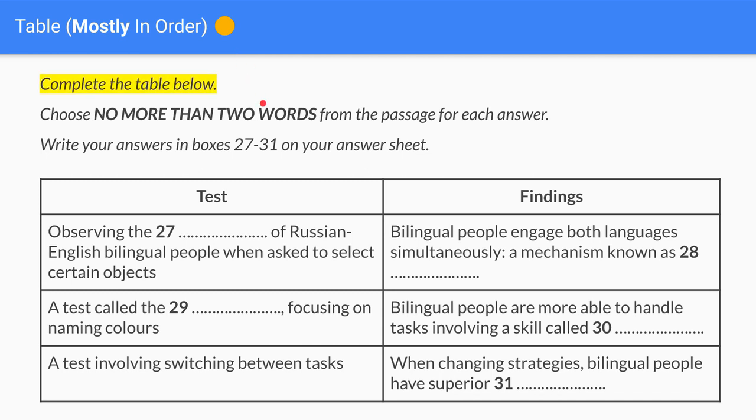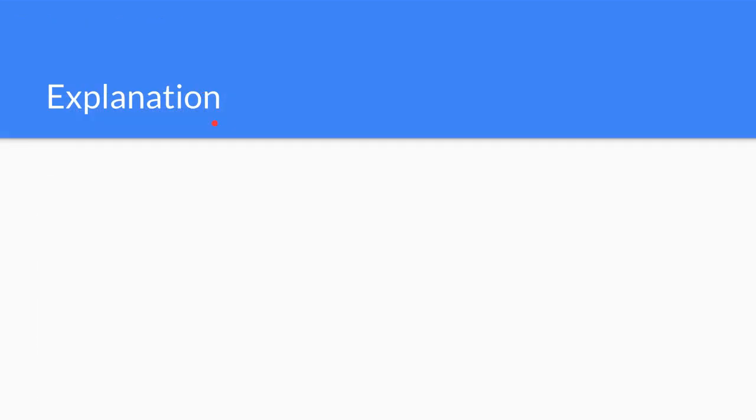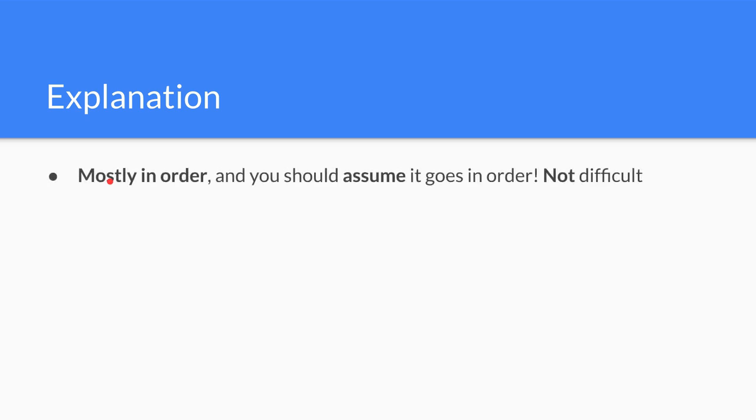The way to identify this question is by simply looking at the table here, or by seeing up here. It tells you to complete the table below. Here is a bit of extra information about this question type. So this question is mostly in order, and therefore you should assume that it goes in order. So it has a medium level of difficulty, and it's not too difficult. You shouldn't have a problem with it once you understand the basic strategy involved.